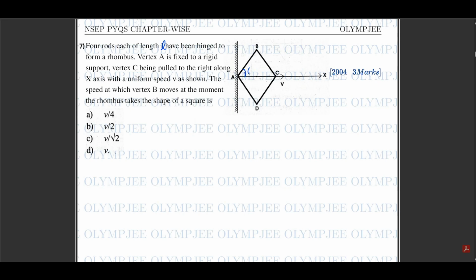we can assume this angle as theta. So we'll get the coordinates of C as, the x coordinate of C will be 2L cos theta, and y is 0, because this length will be L cos theta if we form a triangle, and this is also theta because this is an isosceles triangle as the lengths are equal. This will also be L cos theta, so L cos theta plus L cos theta gives us 2L cos theta, and the coordinates of B will be L cos theta, comma L sin theta.